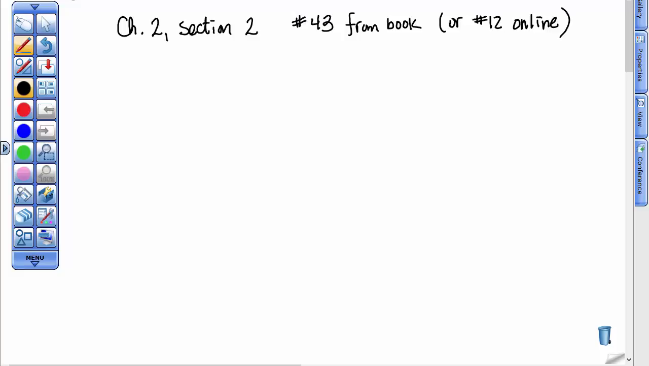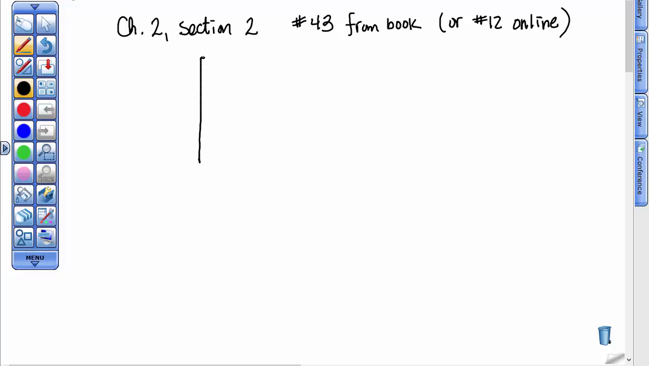Hi everyone, this has always been a tough question. It's Chapter 2, Section 2, number 43 from the book or number 12 online. I'm doing the online question right now, which is very similar to the book. The online question says there's a bamboo that is 8 feet tall.